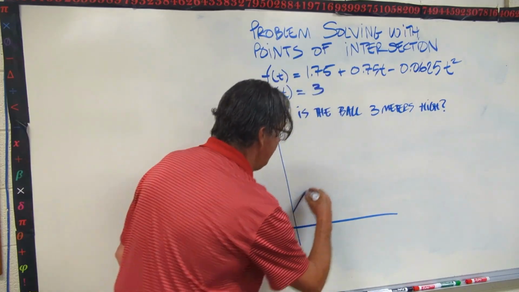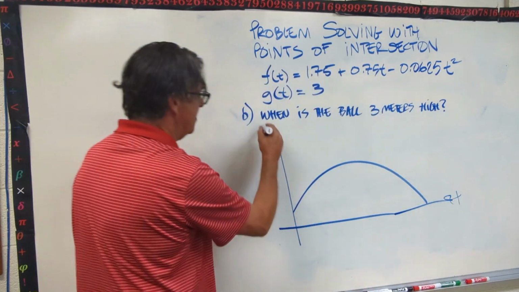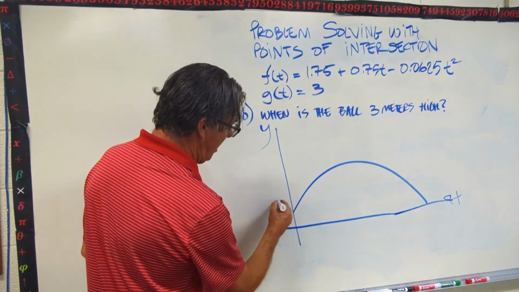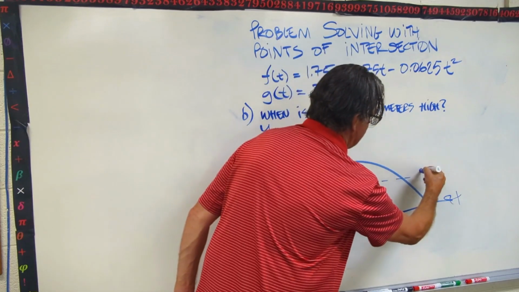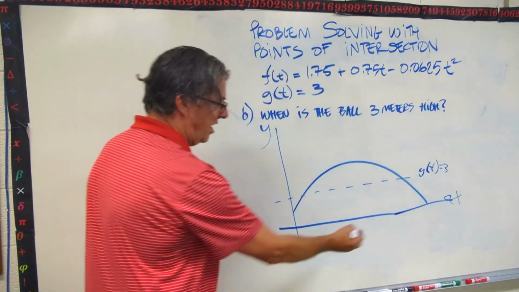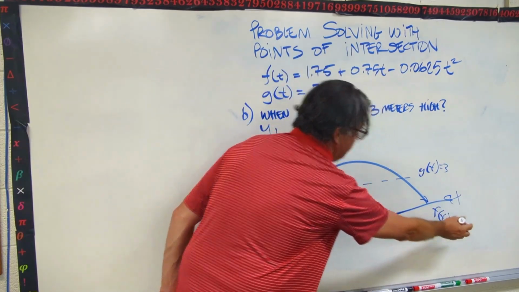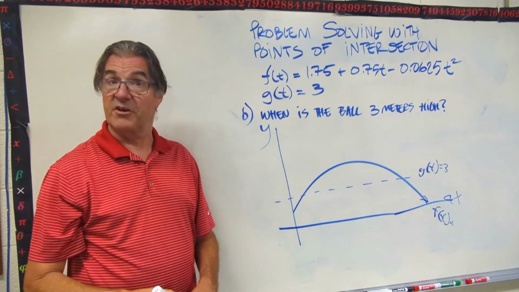Here's our ball's path, like that, with x there and y there. And here is our height. That's our g of t equals 3. And this would be our f of t equals this big long function that I'm not going to write again.